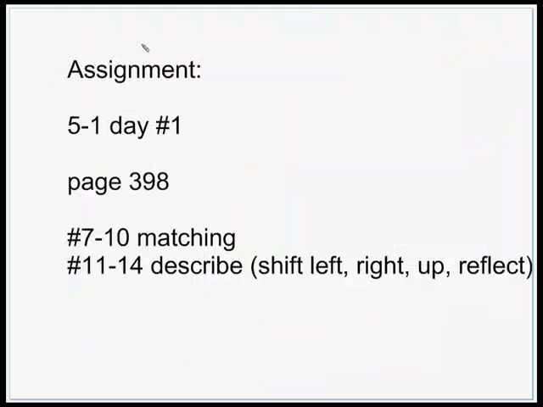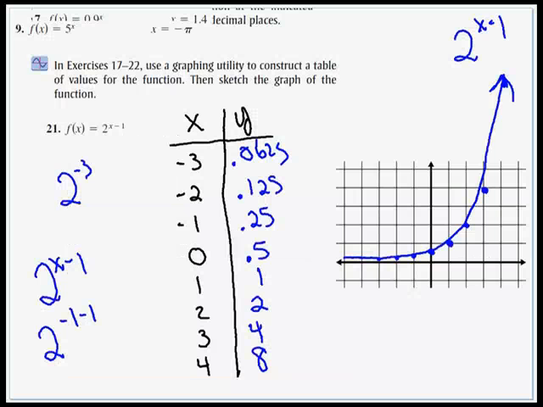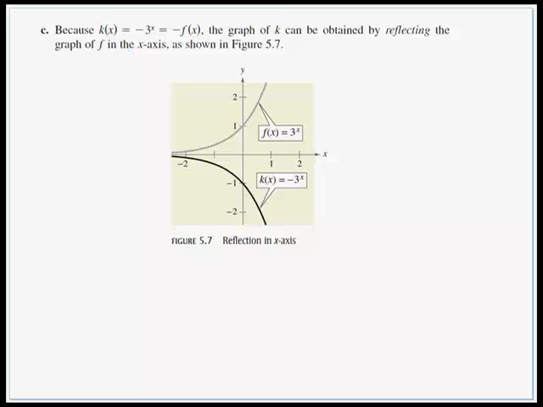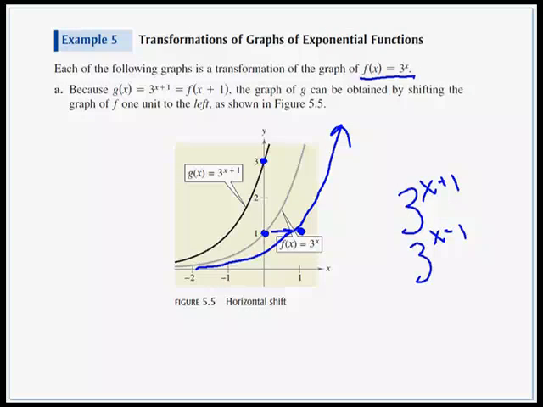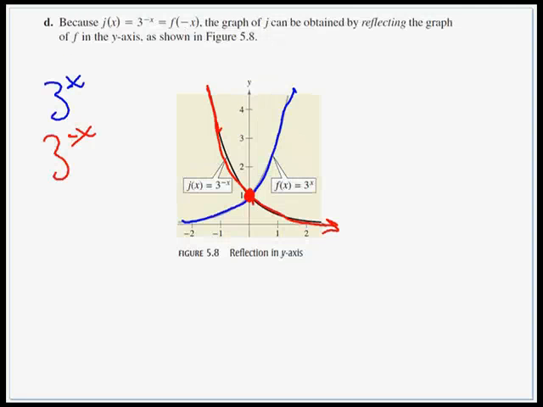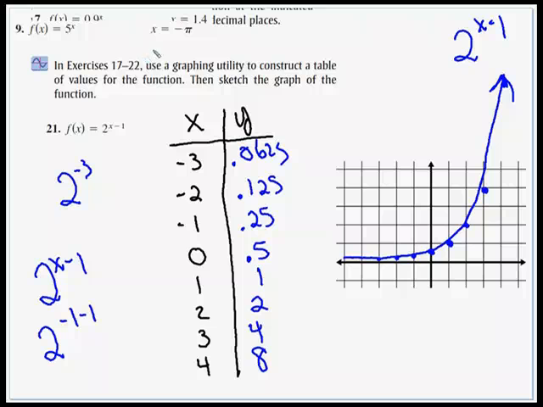For the homework for this stuff, page 398. Numbers 7 to 10 are matching problems. 11 to 14, you're just describing the shift. Is it a shift left or right, up, down, reflected about the x-axis or y-axis? So for 11 to 14, when you're describing the shift, you're going to be looking back to these examples here, Example 5, A, B, C, and D. Enjoy the homework.